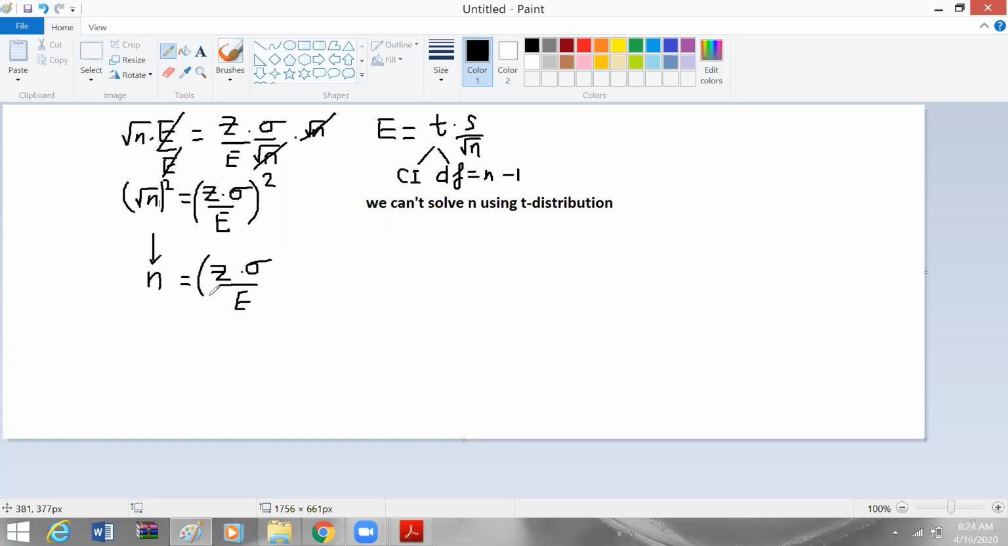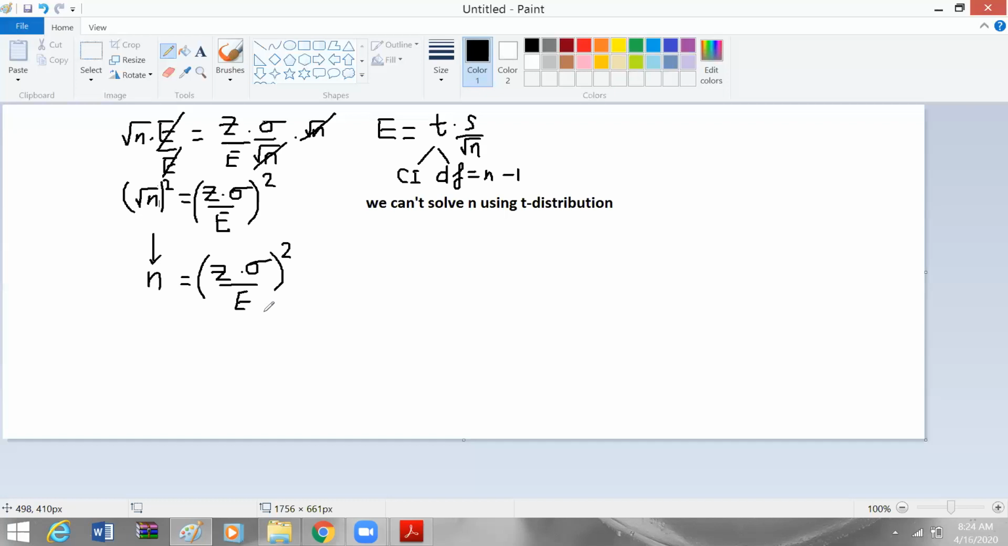Okay. So again, we can't use the t because the t also depends on n. So we cannot solve for both of them at the same time. In other words, n, the sample size, is proportional to the standard deviation but inversely proportional to the error bar. That's pretty straightforward because the more samples we collect, the better estimation we have, and the less error we commit.